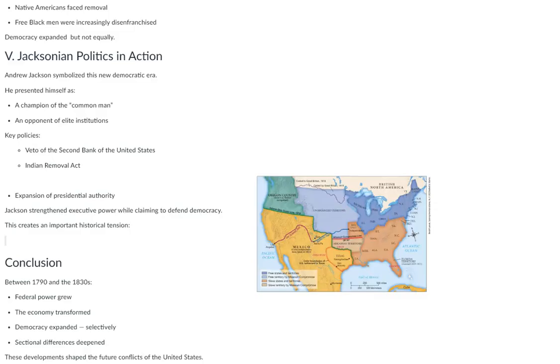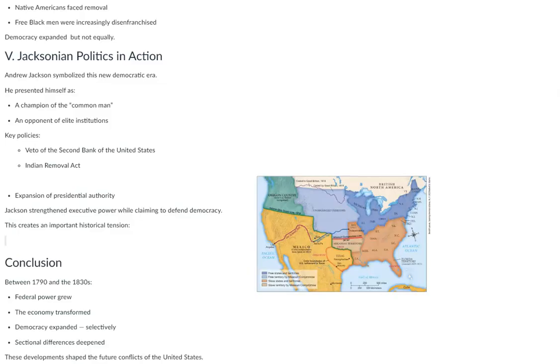Then you have Jackson, and we're going to look more closely at Andrew Jackson. He symbolized this new democratic era. And what he does is he is really good at presenting himself as the common man. And I'm an outsider. I came from humble backgrounds, which is very true. He was orphaned at a young age.